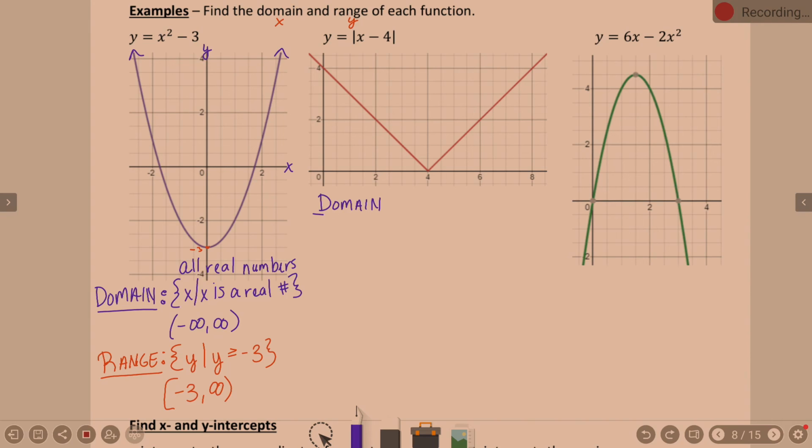Do you have thoughts on the domain? Again, domain are my x's. Here's my x-axis. Here's my y-axis. Which direction are my x's going? We're talking left and right. How far left does this V go? Does it keep going even though the arrows aren't there? How far right does my graph go? Infinity. So what do we know about the domain? All real numbers again. Okay. So again, as long as you have the idea, the fact that it's all real numbers.